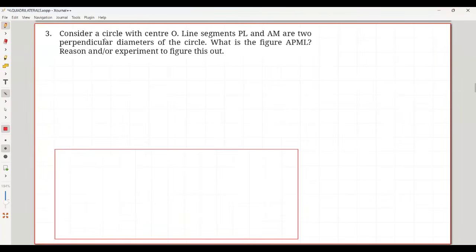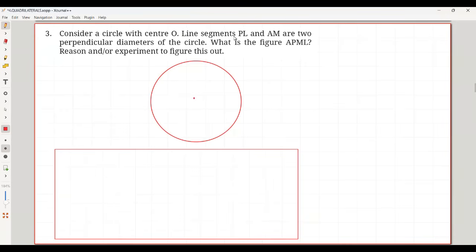It's given that consider a circle with center O. A line segment PL and AM are two perpendicular diameters of the circle. What is the figure APML? So reason and experiment to figure this out. First we have to draw the circle with center O. I'm going to draw the circle. Okay, this is center O.